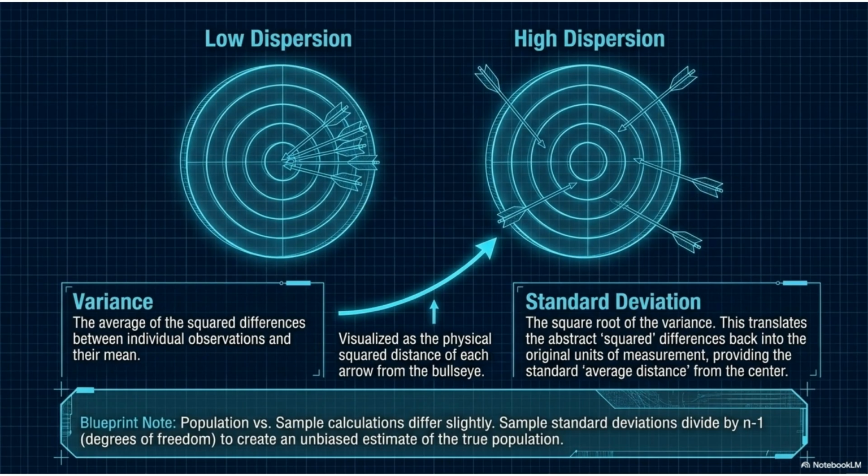Dispersion measures the spread of data. Variance is the average of squared differences from the mean. Standard deviation translates this back into the original units of measurement, providing the average distance from the center.